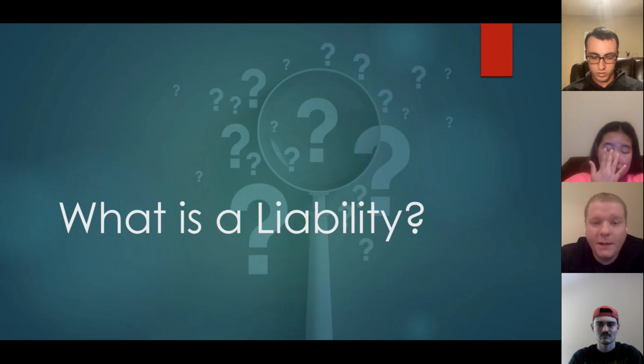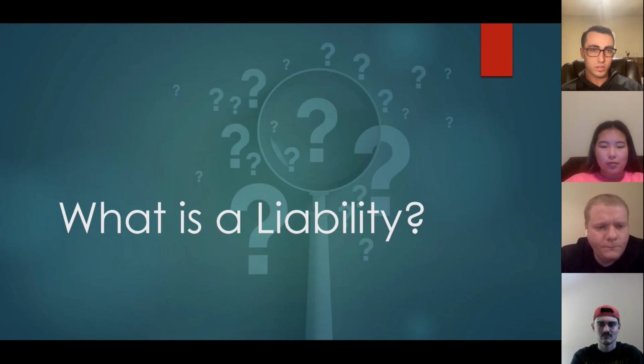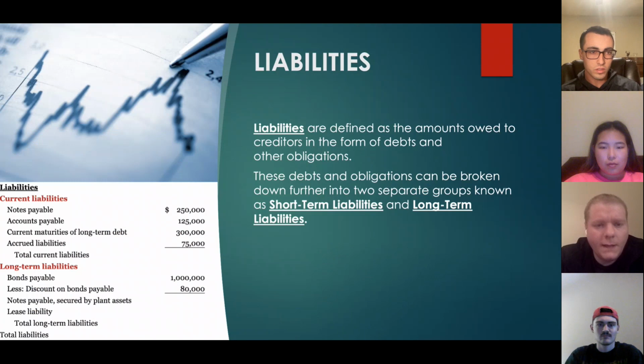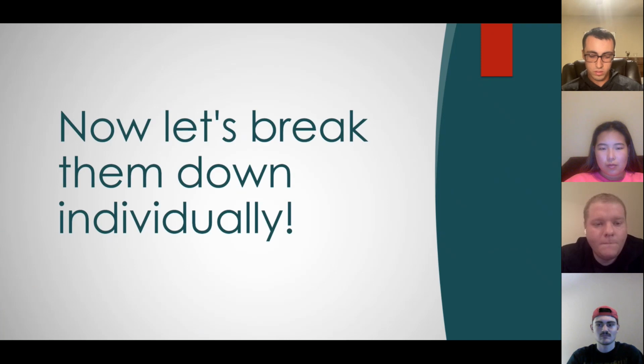All right, so we're going to talk about liabilities now. Liabilities are defined as the amounts owed to creditors in the form of debts and other obligations. They typically fall into two categories known as short-term liabilities and long-term liabilities. So we're going to talk about them individually now.